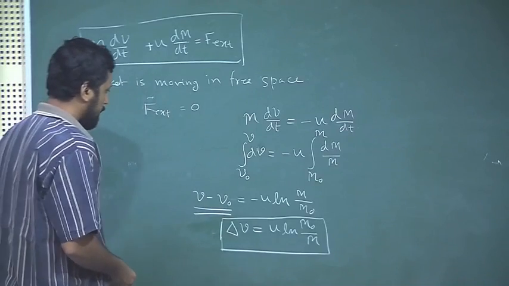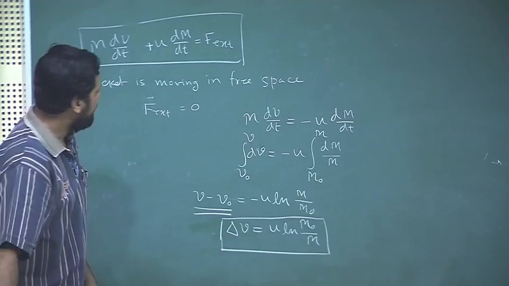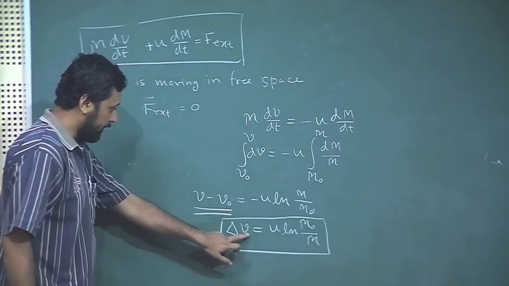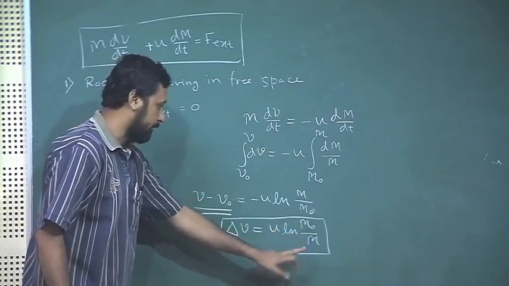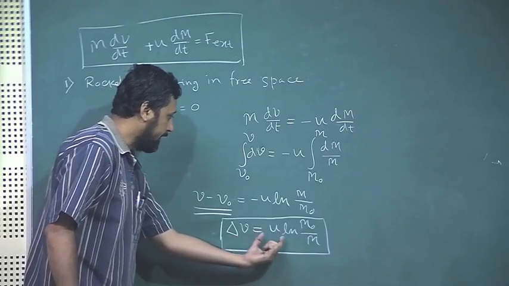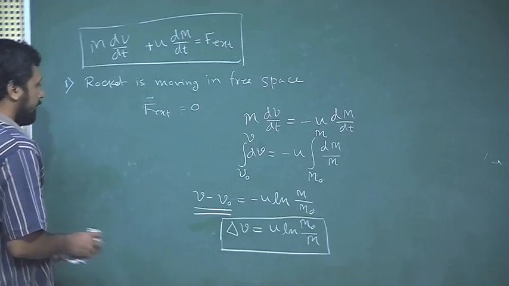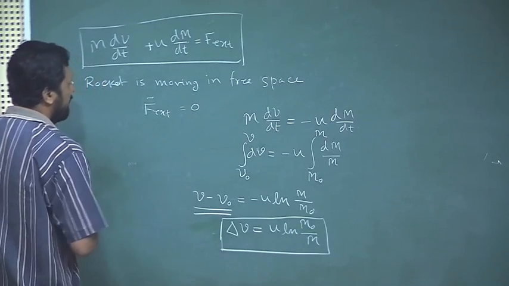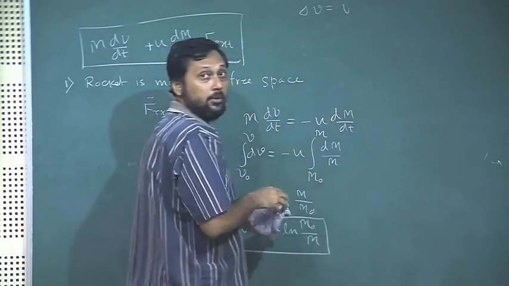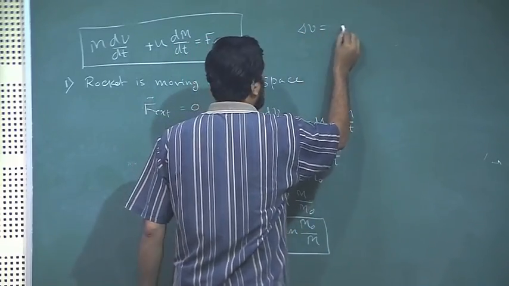Right. Okay. So, this is what we have. This is the final equation of velocity as a function of mass. I mean, it is a function of time, because mass is a function of time. So, we have delta v, the velocity change, as a function of time when the rocket is moving in free space. This is one equation we just keep in mind. So, we just keep it here.